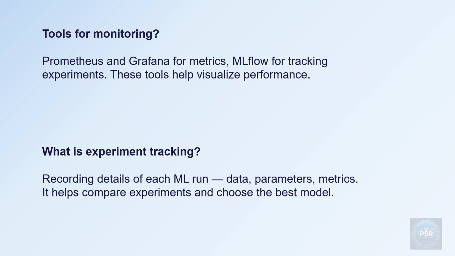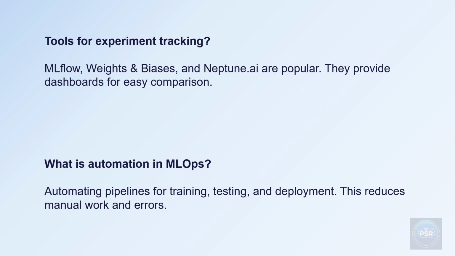Tools for monitoring? Prometheus and Grafana for metrics, MLflow for tracking experiments. These tools help visualize performance. What is experiment tracking? Recording details of each ML run: data, parameters, metrics. It helps compare experiments and choose the best model. Tools for experiment tracking. MLflow, Weights and Biases, and Neptune.ai are popular. They provide dashboards for easy comparison.